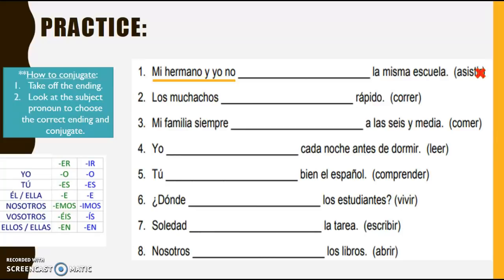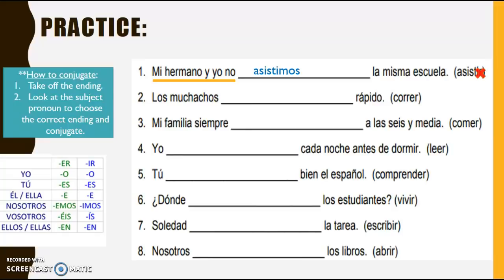So whenever you see yo, remember that's the we form, the nosotros form, and it's an IR verb. So if we look at our chart over there, we see the ending is IMOS. So we are going to add that to the stem, asist, and we will come up with asistimos. There's our verb, mi hermano y yo no asistimos la misma escuela. Okay, número dos, los muchachos blank rápido, and our verb is correr. So I want to say the boys run fast.